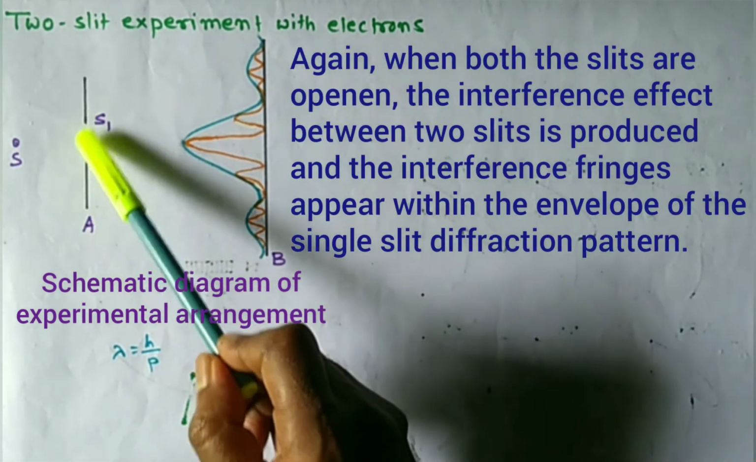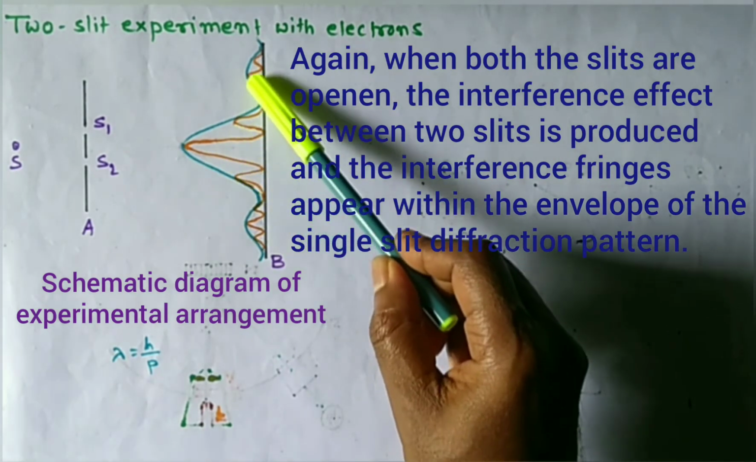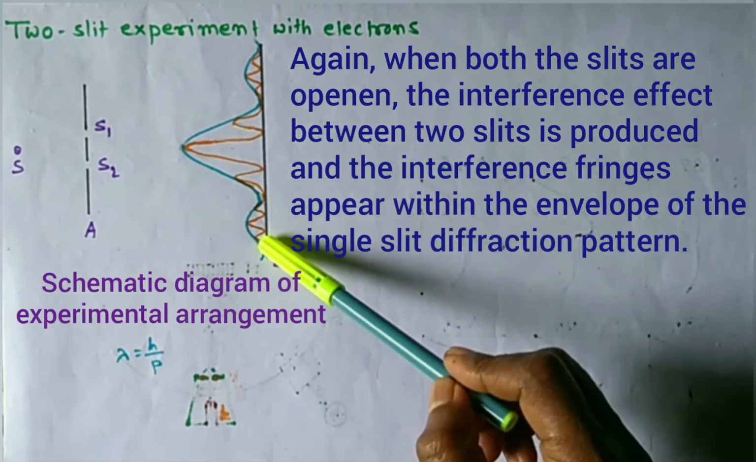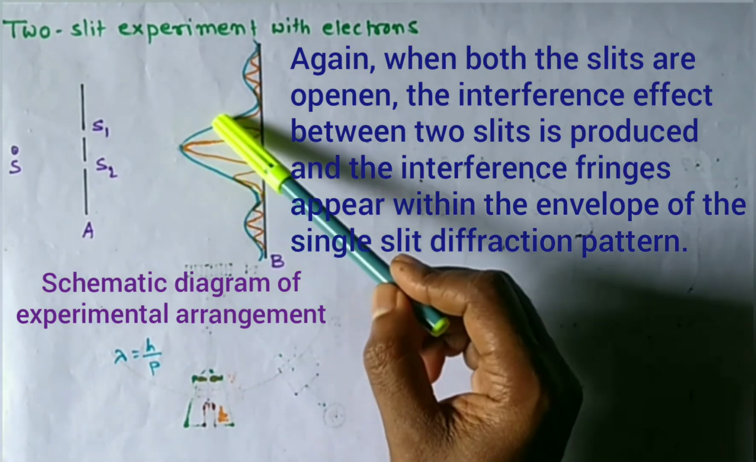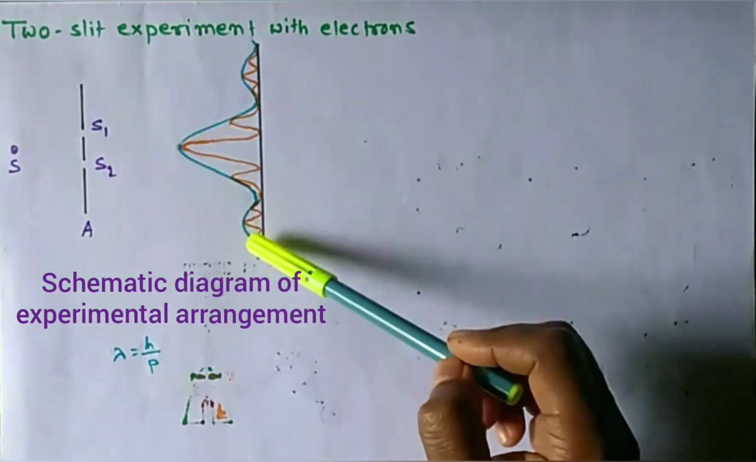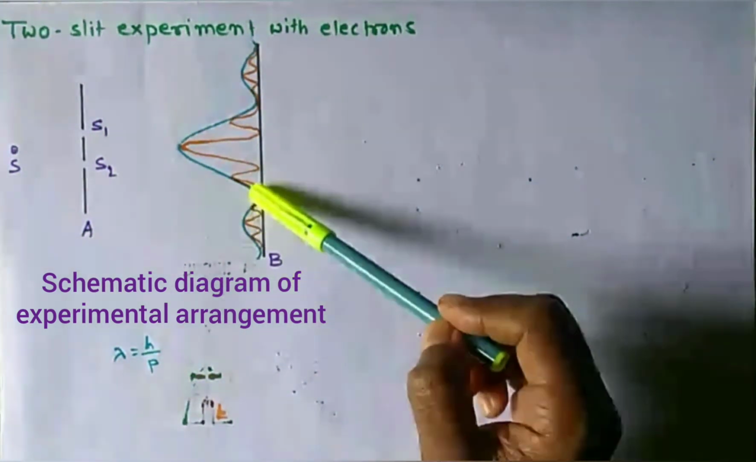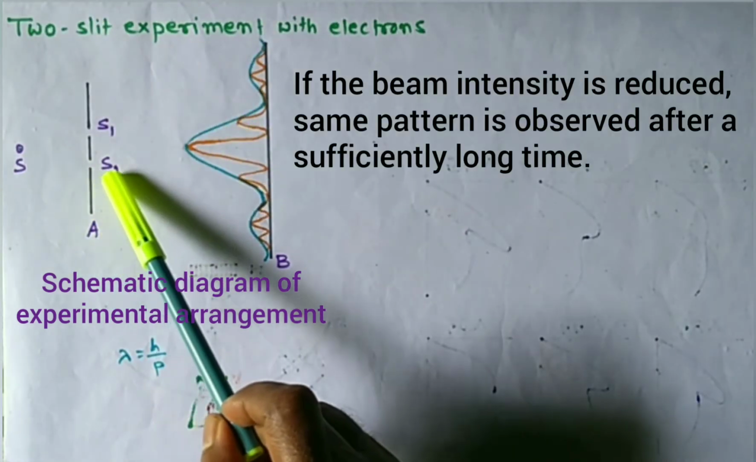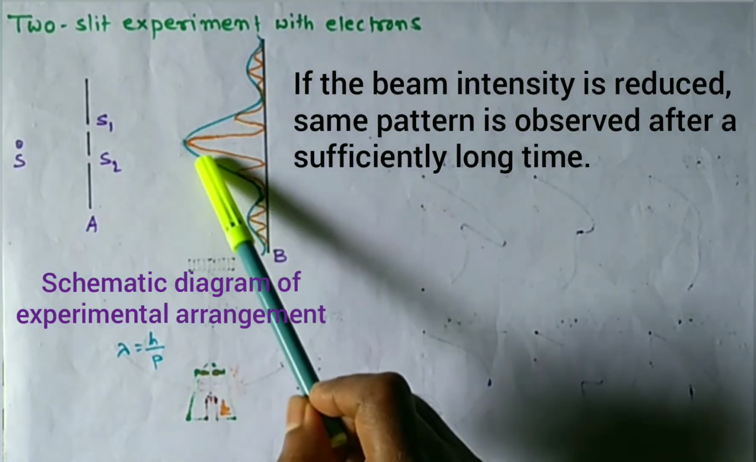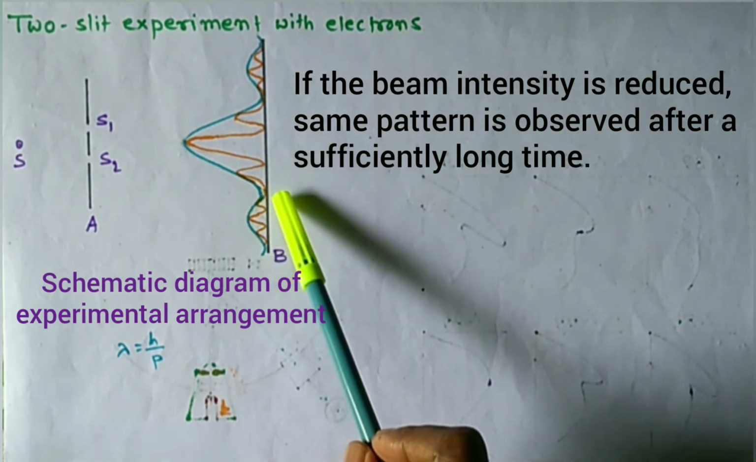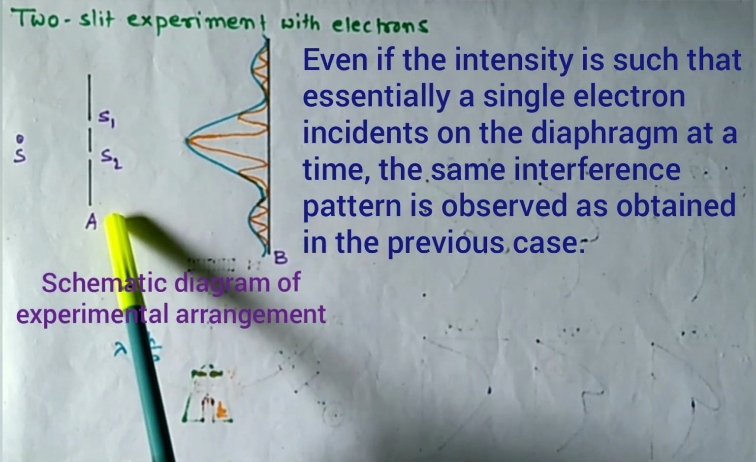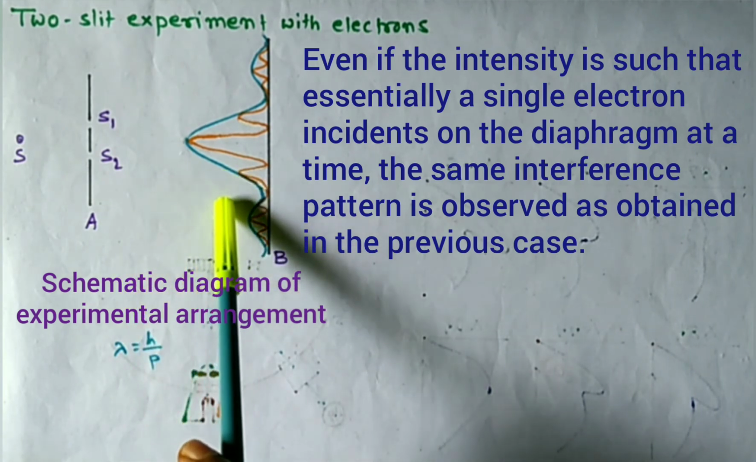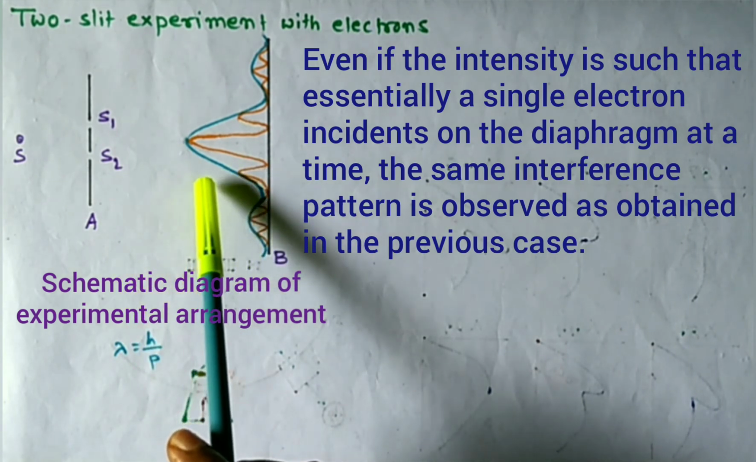Again, when both the slits are opened, the interference effect between the two slits is produced and the interference fringes appear within the envelope of the single slit diffraction pattern, and we have indicated this by the orange line. If the beam intensity is reduced, the same pattern is observed after a sufficiently long time. Even if the intensity is such that essentially a single electron is incident on the diaphragm at a time, the same interference pattern is observed as obtained in the previous case.